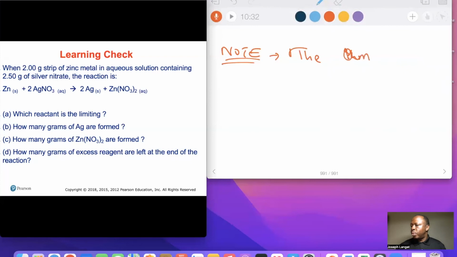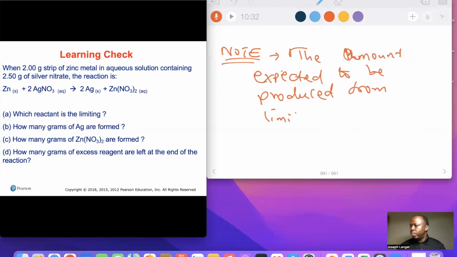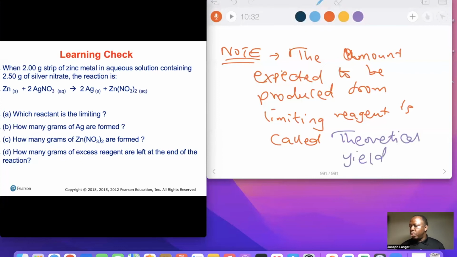the amount expected to be produced from the limiting reagent. For theoretical yield, the amount you expect to get from the limiting reagent is called the theoretical yield.